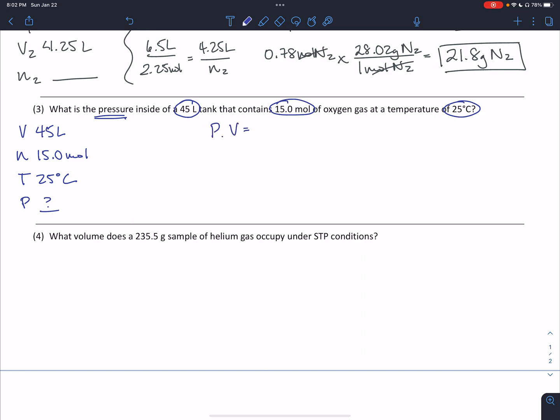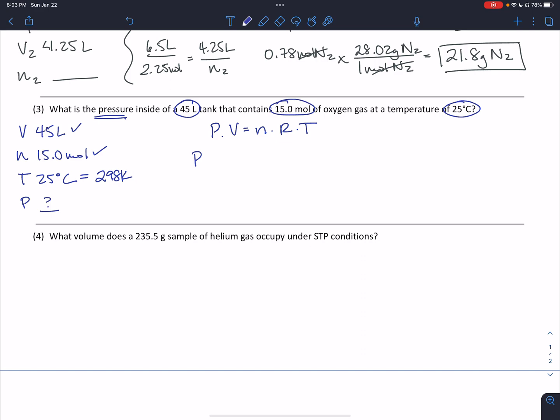P times V equals N times R times T. Now don't forget, R is in units of liters times atmospheres over moles times Kelvin. So that sets all of our units, so we've got to check those. Our volume unit's good. Our amount unit is good. We need to convert our temperature from Celsius to Kelvin, so that's going to be 298 Kelvin. And then our pressure unit will come out in atmospheres.